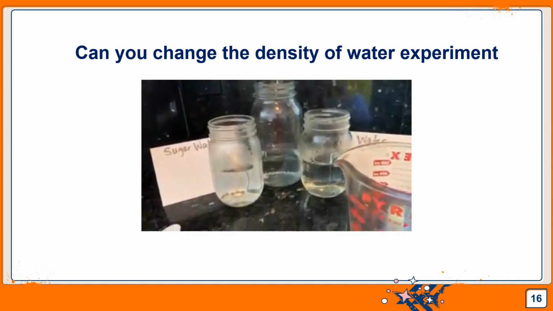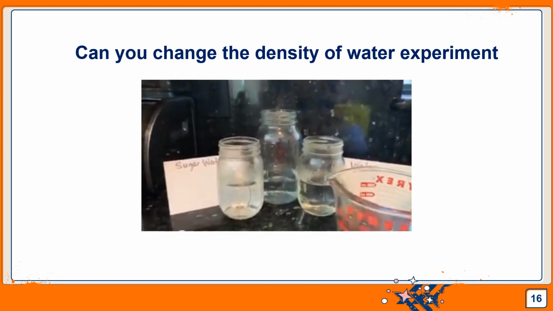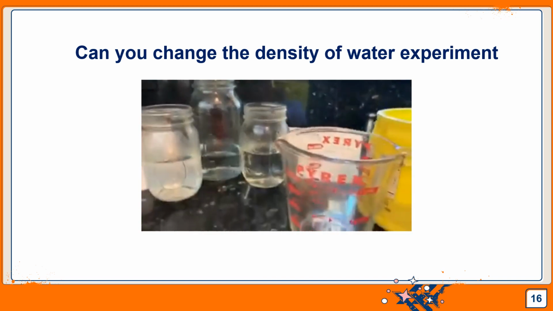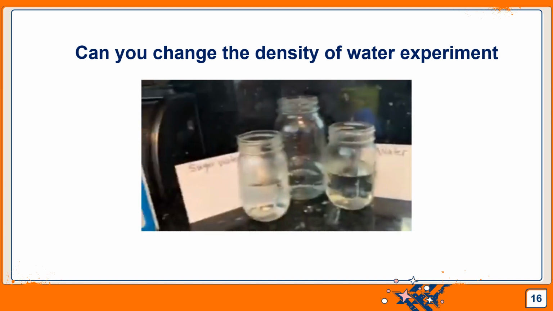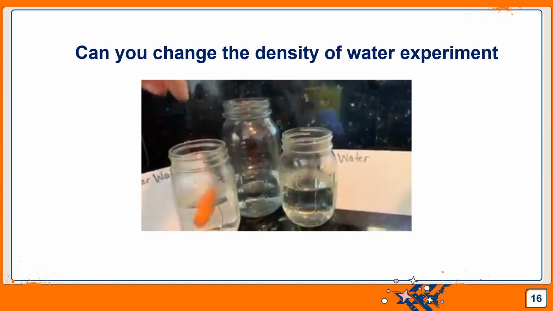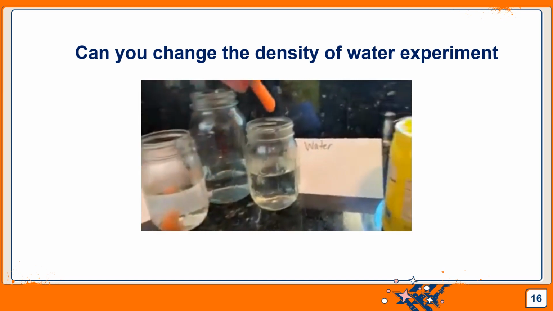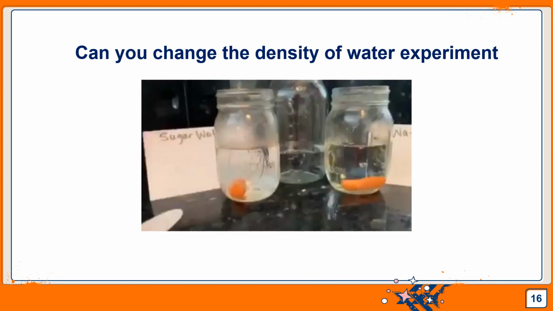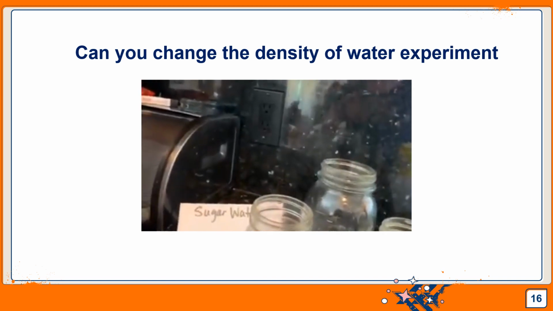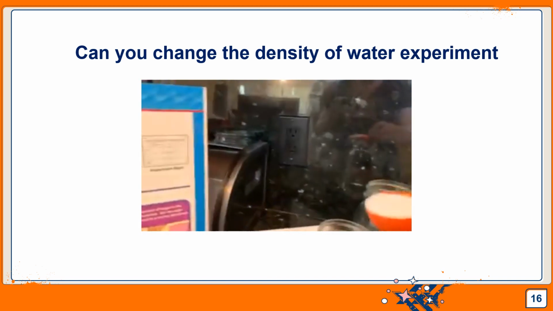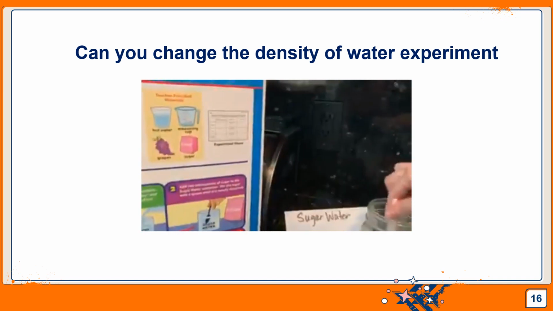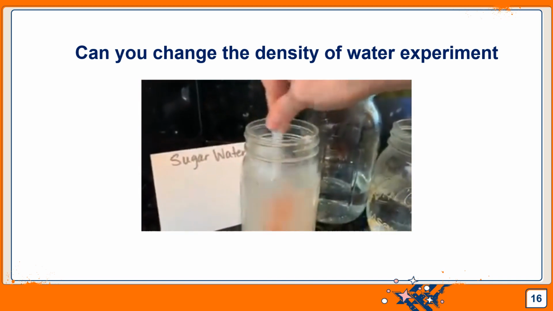So now we have 3 measuring cups. 1, 2, 3. 3 jars and a measuring cup. Okay, so we're going to put the measuring cup off to the side. We're going to put a carrot in this one and a carrot in this one. So right now they both are at the bottom. Now we're going to put some sugar in this one, and we're going to stir, stir, stir, stir, stir.